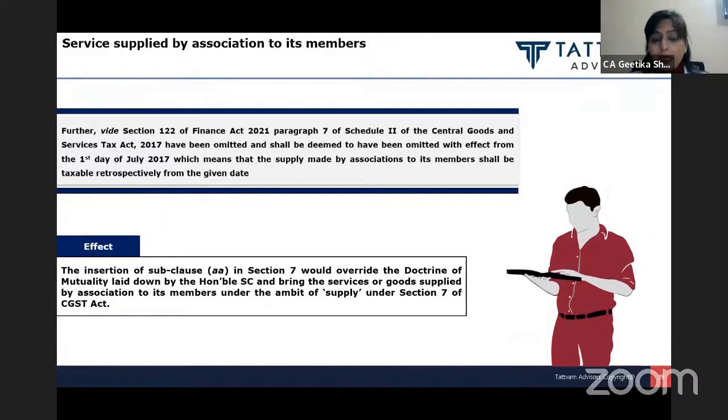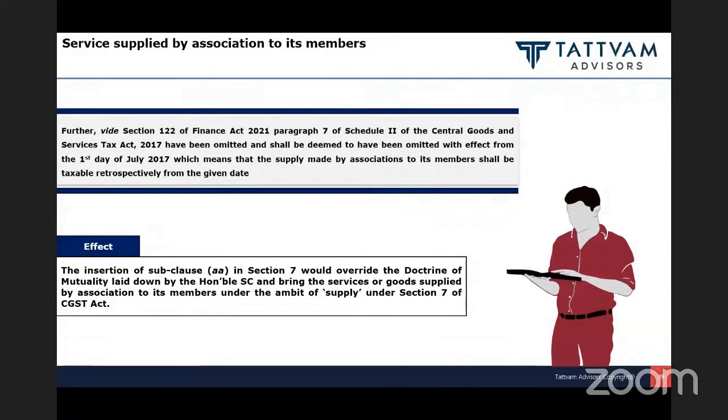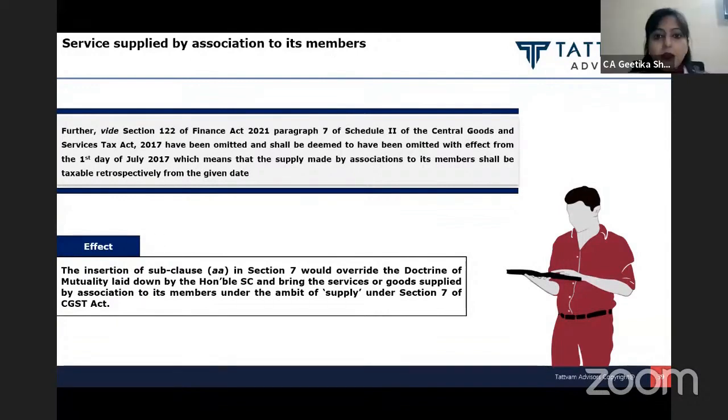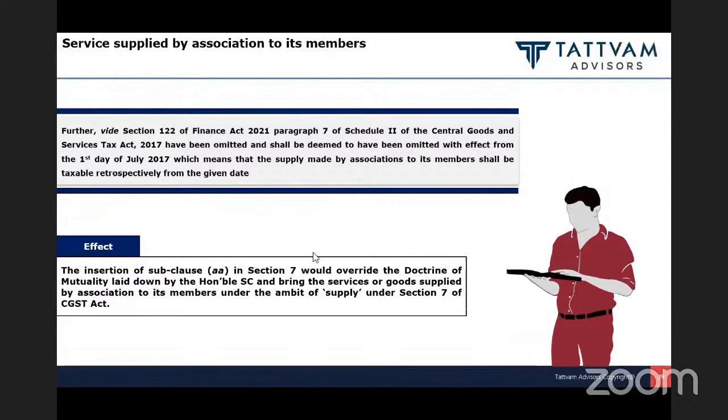Being a retrospective amendment, there could be doubts about whether it should attract interest liability. In our view, there should not be any interest liability because this is coming as a new amendment. While it is coming with retrospective effect, there are Supreme Court rulings in this regard which will protect us from paying any interest on any such liabilities.